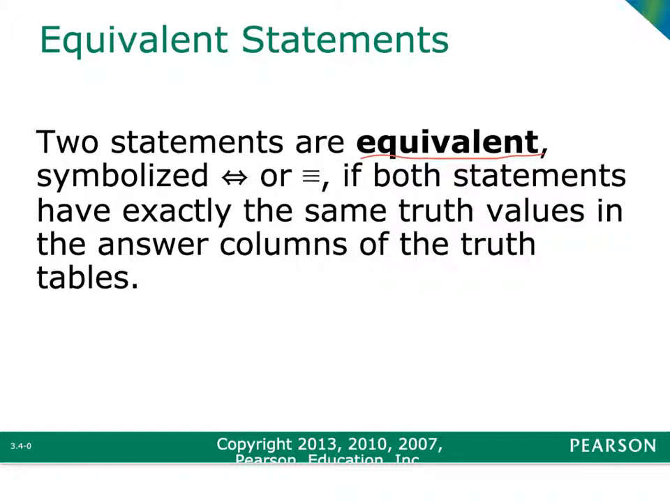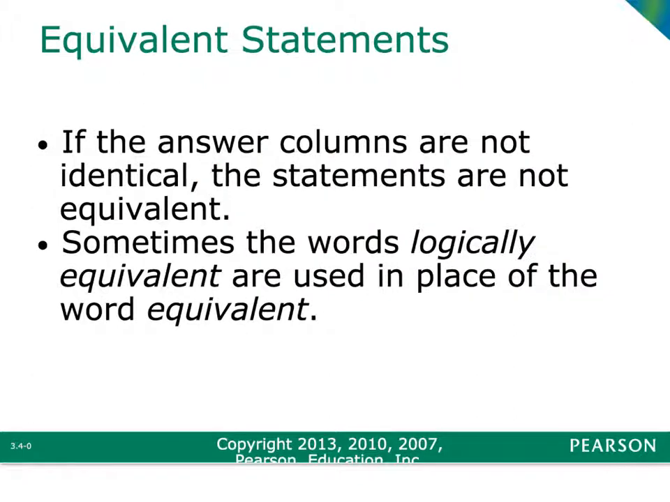Okay, in order for two statements to be considered equivalent, both of the statements have to have exactly the same meaning. So that means when you develop their truth table, all their truth values need to be exactly the same in the truth columns. If they are equivalent, they'll use the special double bar arrow between the two statements, or they can use the triple line. Both of those mean the statements are equivalent to each other. If the answer columns are not identical, then you cannot call the two statements equivalent statements. Sometimes we'll use the words logically equivalent. That means the same thing as equivalent.